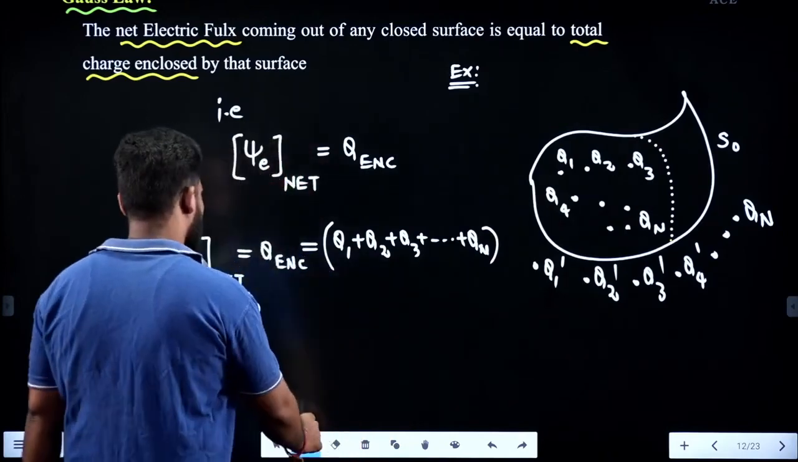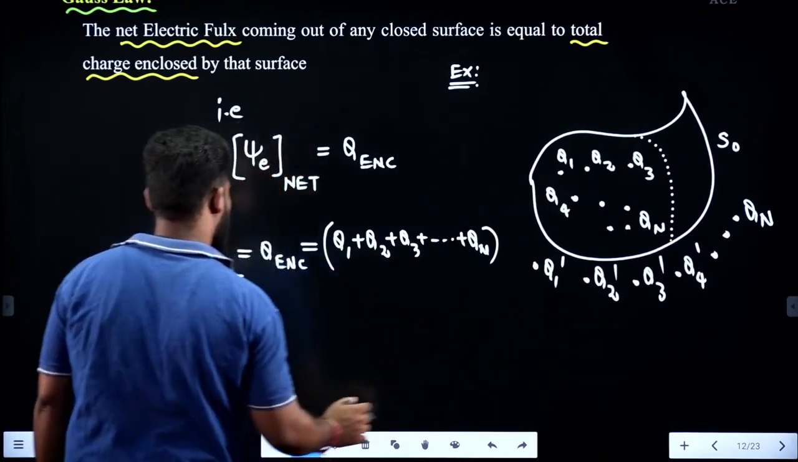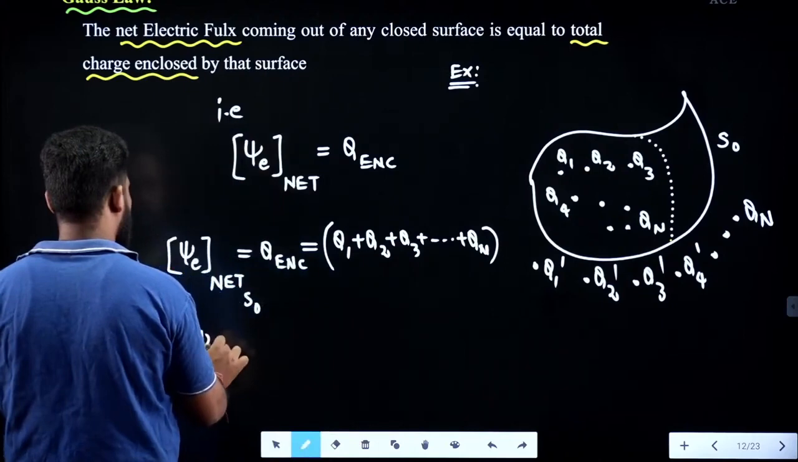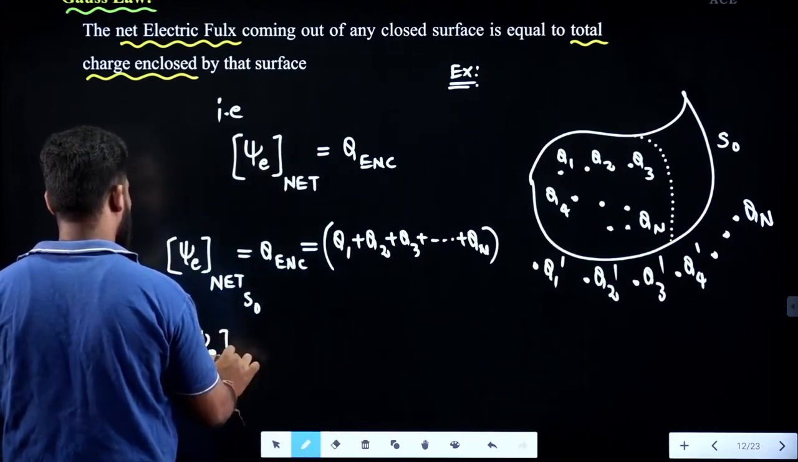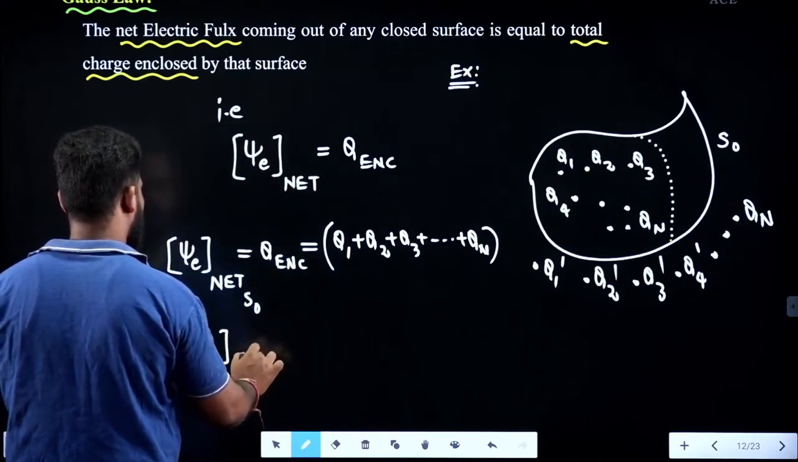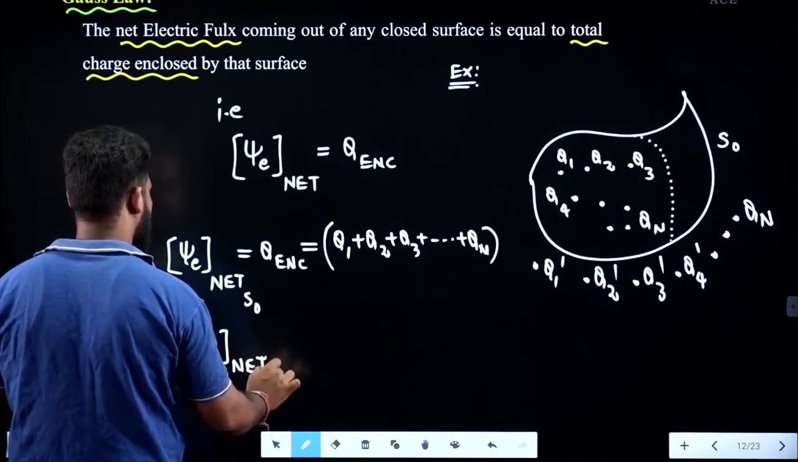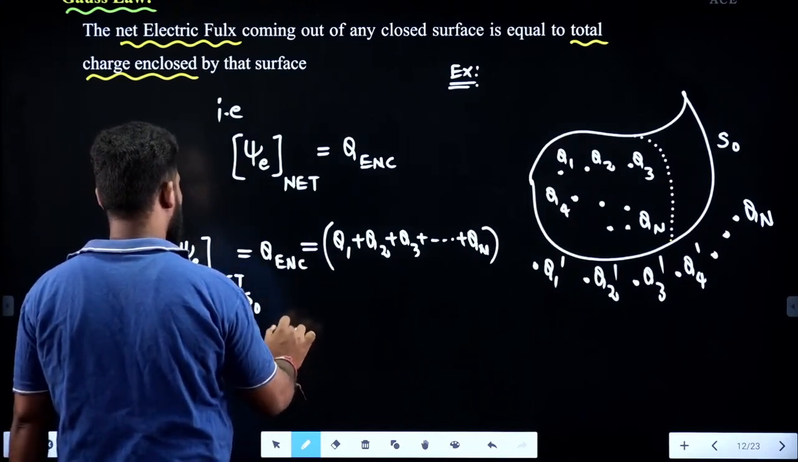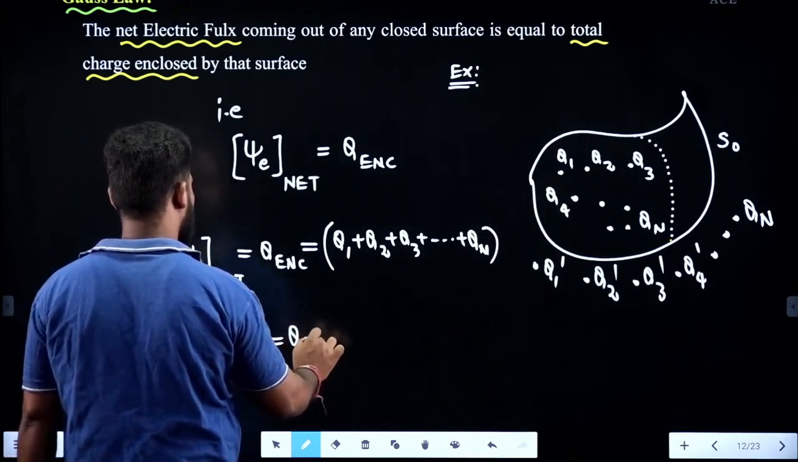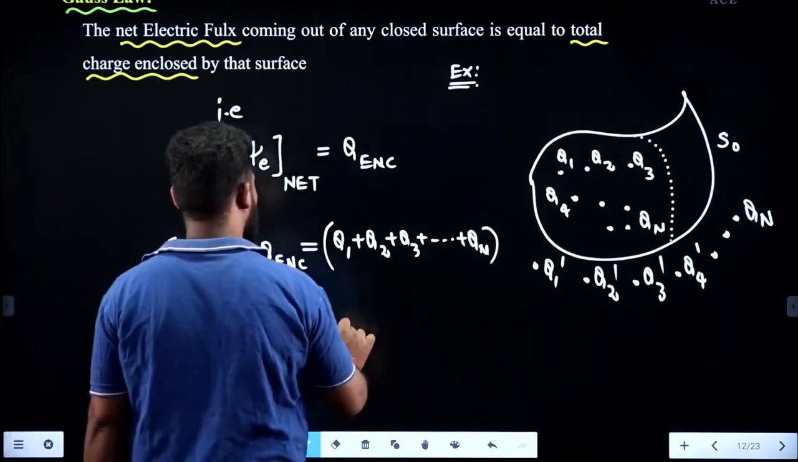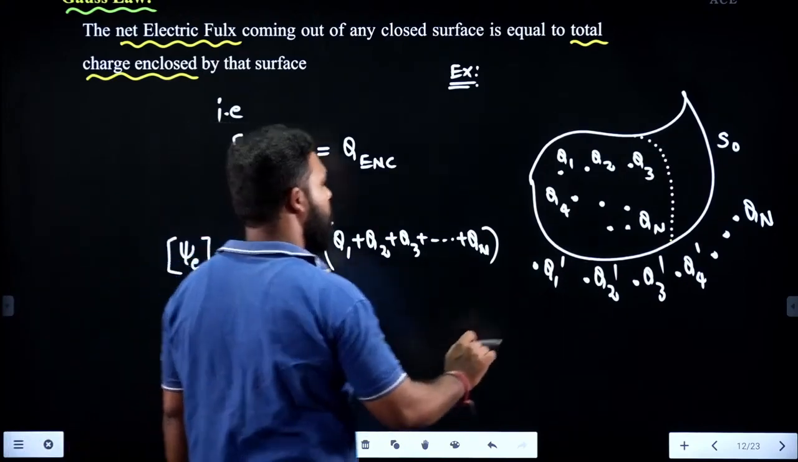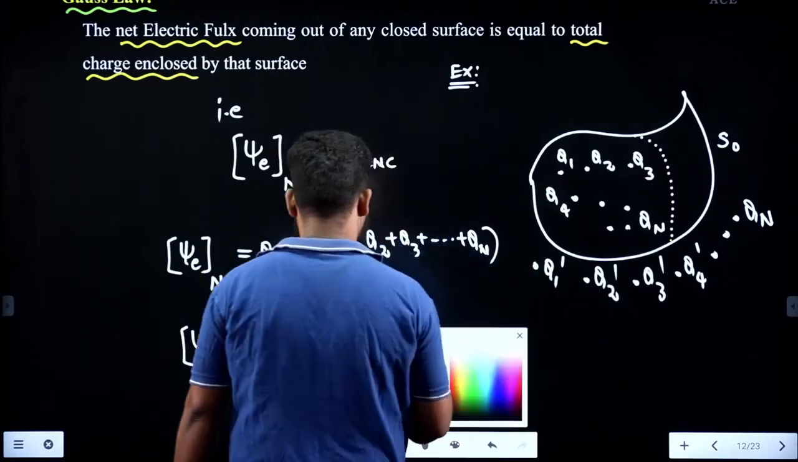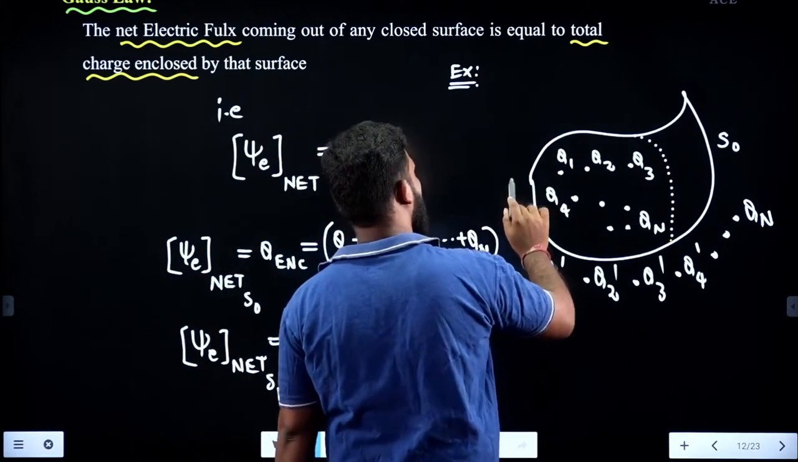Clear? Okay. Now let us take the net electric flux of S1 is equal to the charge enclosed. What is the charge enclosed by it? I will consider one more surface here. Let me use some other color.